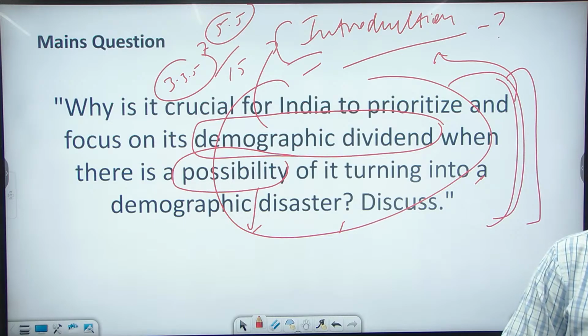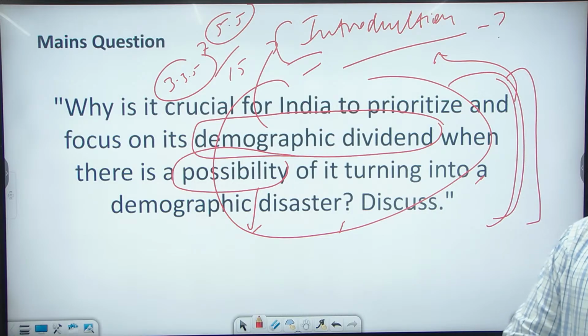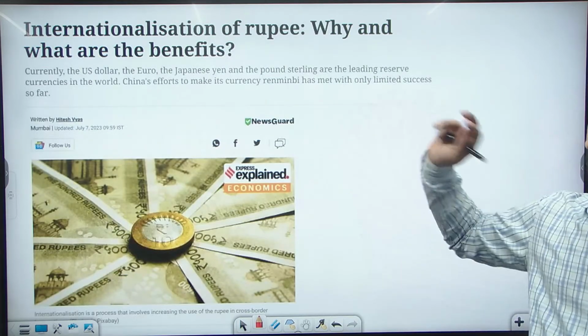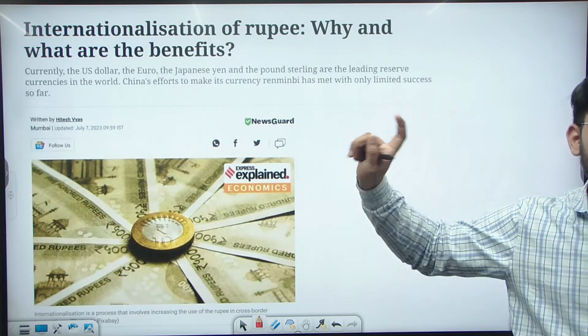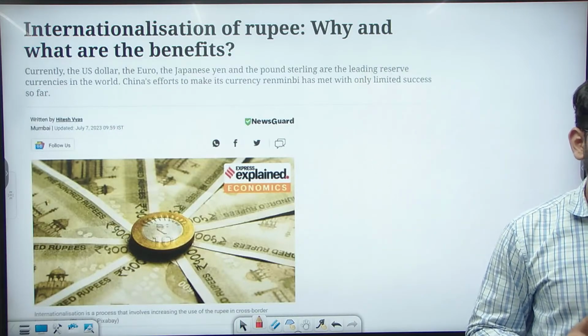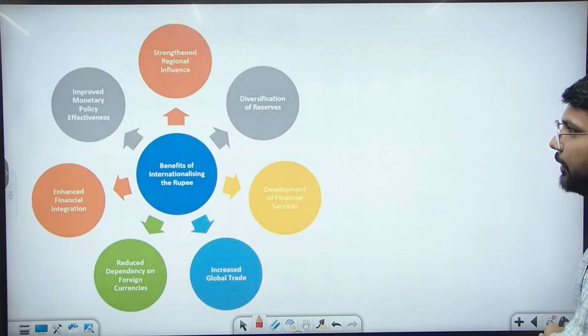Okay, so we will not discuss the third one. It's already boring to all of you. So please try to write the answer and read this third article. This is a very important article, and a question can be expected from this article, the internationalization of the rupee. And please note down the answer also, question also, so you can write the answer for it.